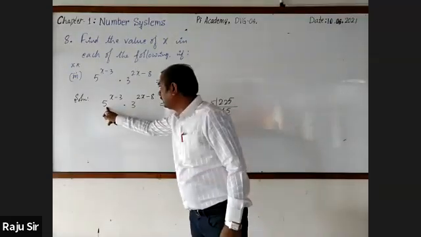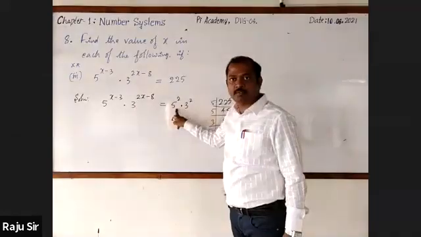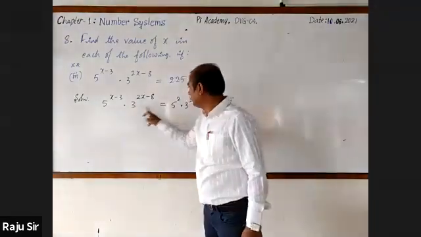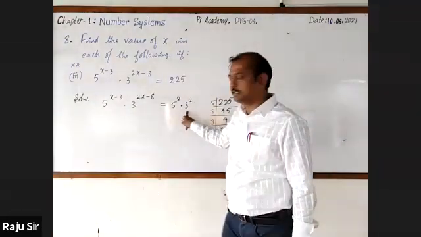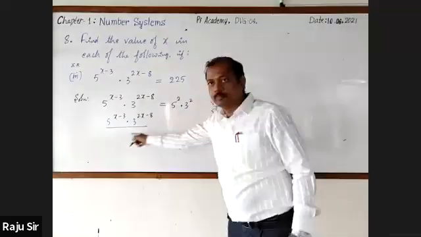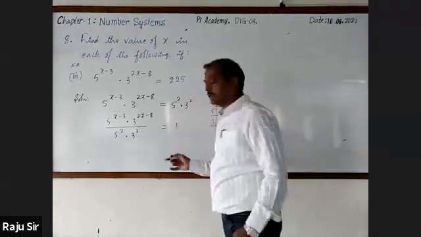Observe here. Here we have base 5, here also base 5. Here base 3, here also base 3. 5 raised to the power x minus 3 into 3 raised to the power 2x minus 8. I'll take both to the denominator. Don't copy, just observe. 5 square into 3 square. In RHS side, nothing is there.